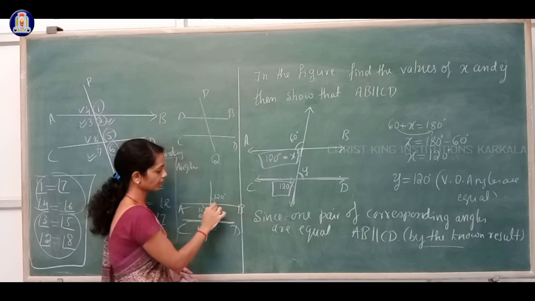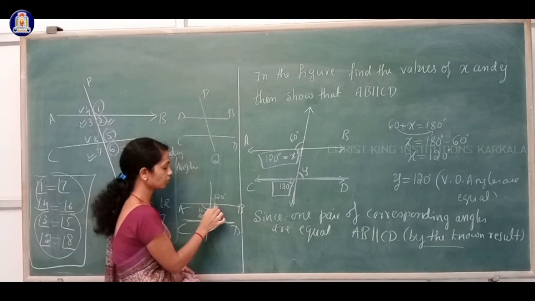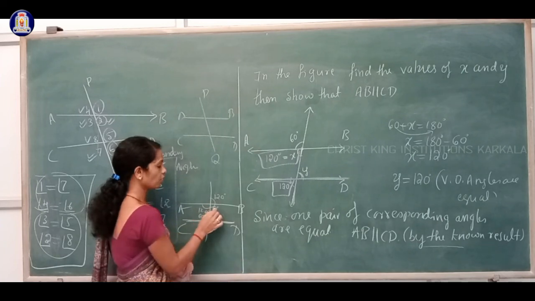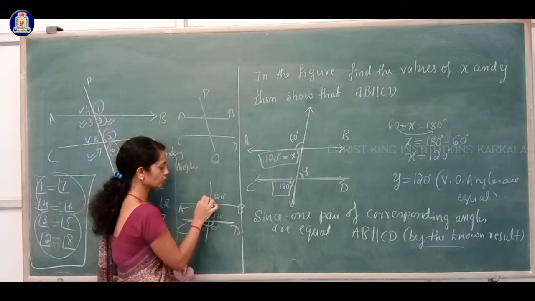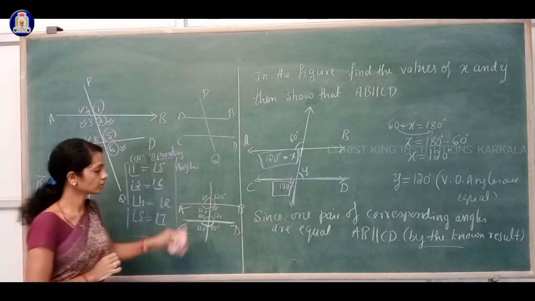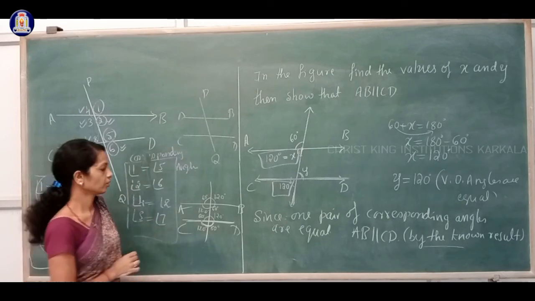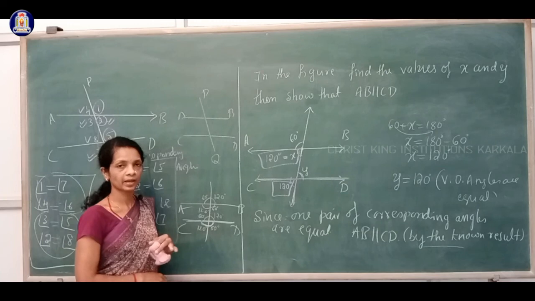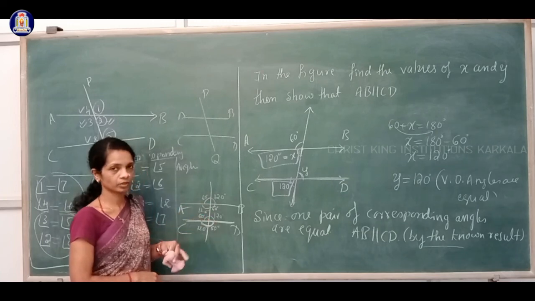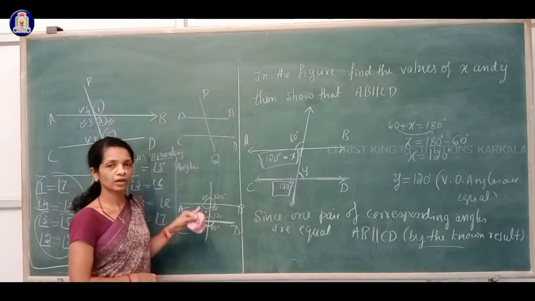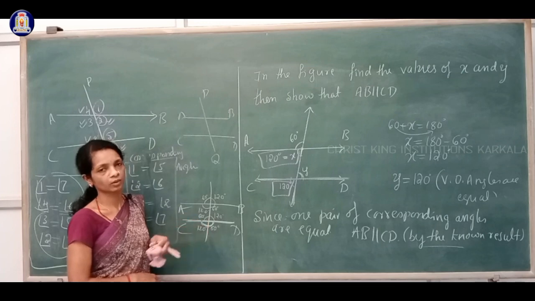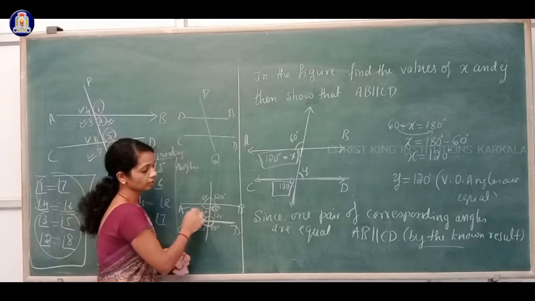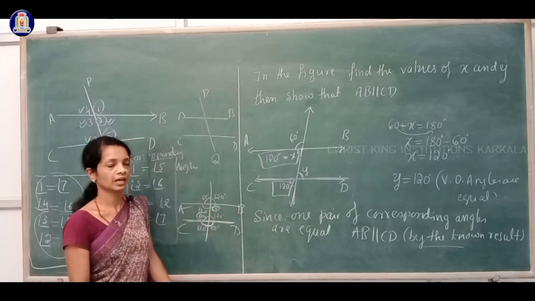Here also, the total angle below the line AB must be equal to 180. So how much angle can we write here? 60. Opposite to that, the angle you have is also 60, because they are vertically opposite angles. Like this happens only when two lines are parallel, AB and CD are parallel. So for that reason, if any one pair of corresponding angles are equal or any one pair of alternate angles are equal, then you can say AB and CD are parallel.